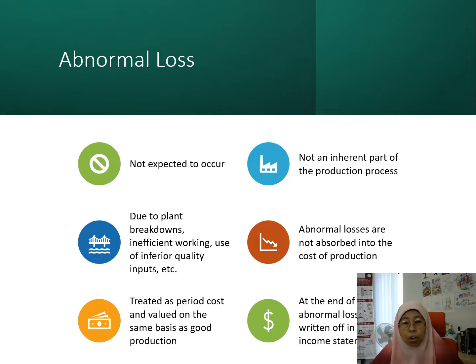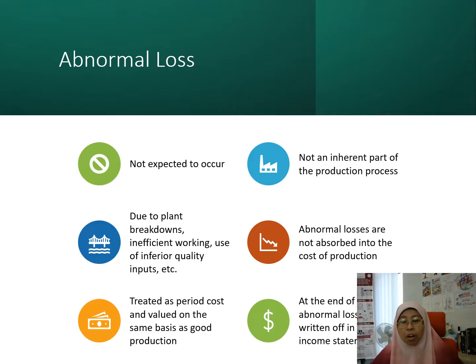So this abnormal loss we can avoid provided that the firm or the manufacturer has a regular and good maintenance program for its machinery, has efficient labor, knowledgeable workers, and uses quality materials and does not use inferior materials. We do not consider this abnormal loss an inherent part of the production process. As such, these abnormal losses are not absorbed into the cost of production.